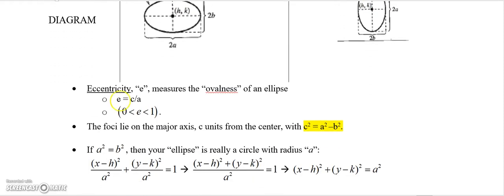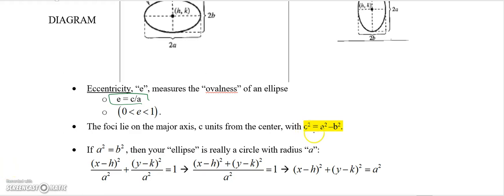So the eccentricity is going to measure how oval it is. Is it going to look very oval, or is it going to look more like a circle? So to calculate the eccentricity, you just take your C and divide it by A, and that's the formula for eccentricity. And my eccentricity will always be a number between 0 and 1. For an ellipse that is nearly circular, the foci are going to be close to the center, and then the ratio C over A is close to 0. So the eccentricity is going to be close to 0 if it's nearly circular, but on the other hand, for an elongated ellipse, if it's very oval, the ratio C over A is closer to 1.